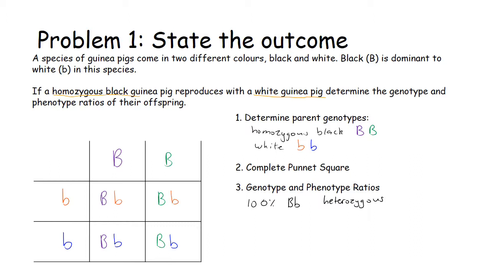Now, for the phenotype ratio, this is the ratio that describes the possible physical traits that come out of this. Because this is a heterozygous genotype, they are all going to have the dominant trait, which in this case is black fur. So therefore, our phenotype ratio is 100% black fur. And that is answering the question, which is to find out the genotype and phenotype ratios.